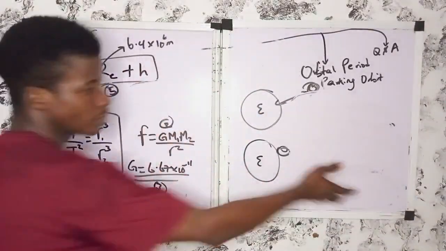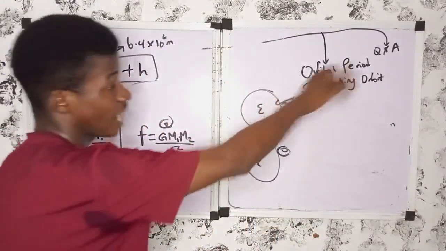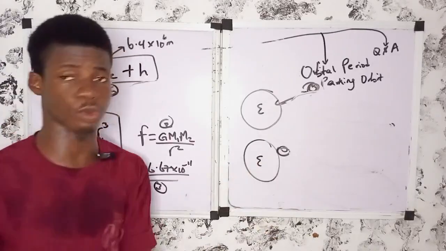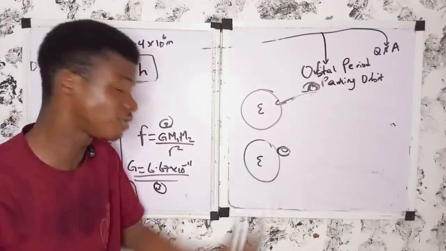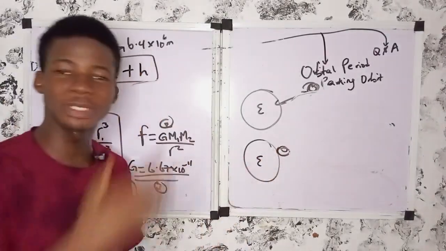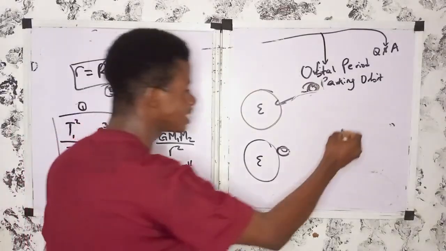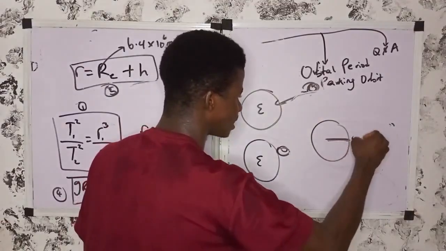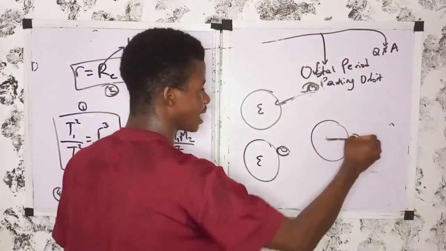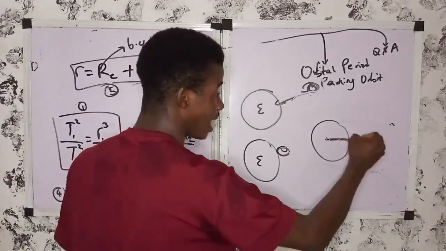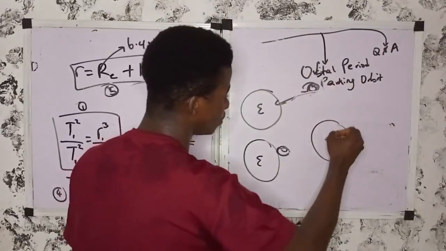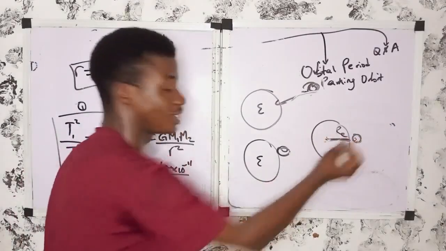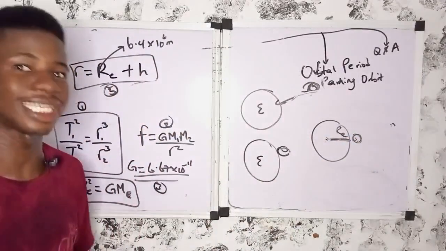So the previous formula I told you is for when the satellite is far away from the Earth, right? But this one is for when the satellite is closer to the Earth's surface. When the satellite is closer to the Earth's surface, the distance between them is approximately the radius of the Earth. Let's say this is the Earth, and this is the radius of the Earth, then this is the satellite here. So the distance between the center of the Earth and the satellite is the radius of the Earth. Yes, that is when the satellite is at the surface of the Earth.